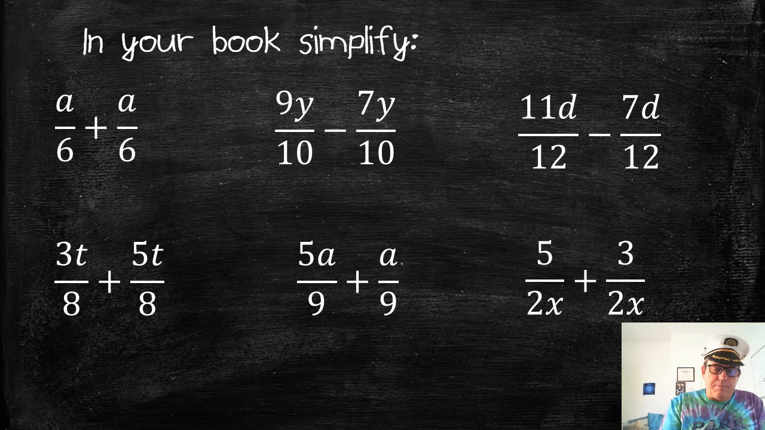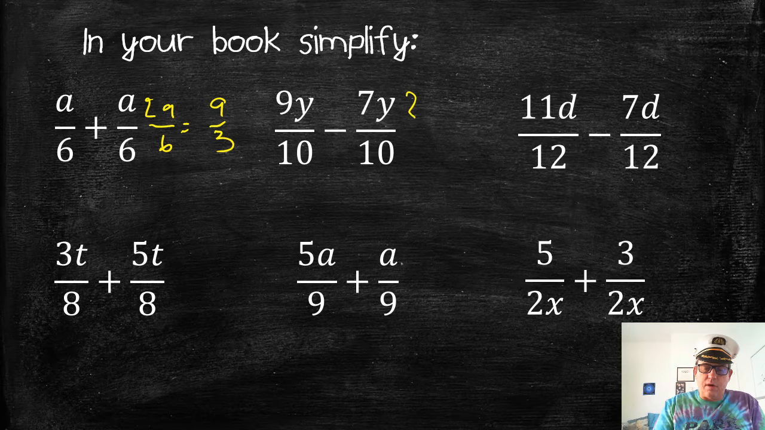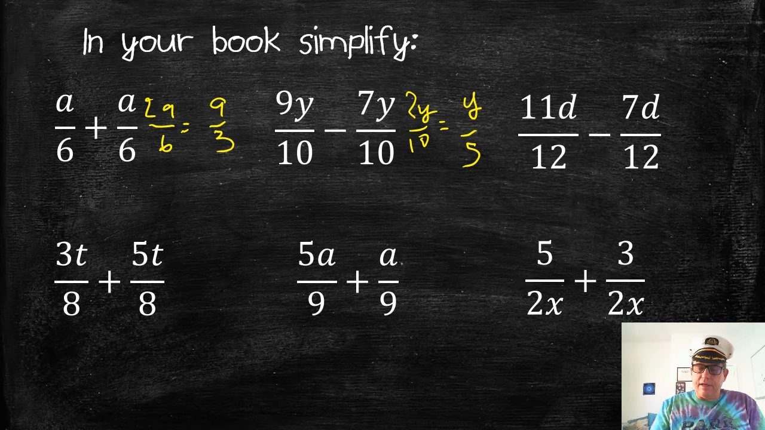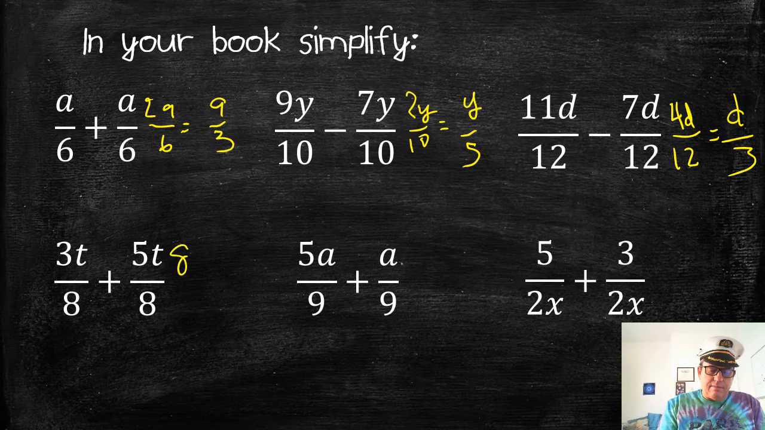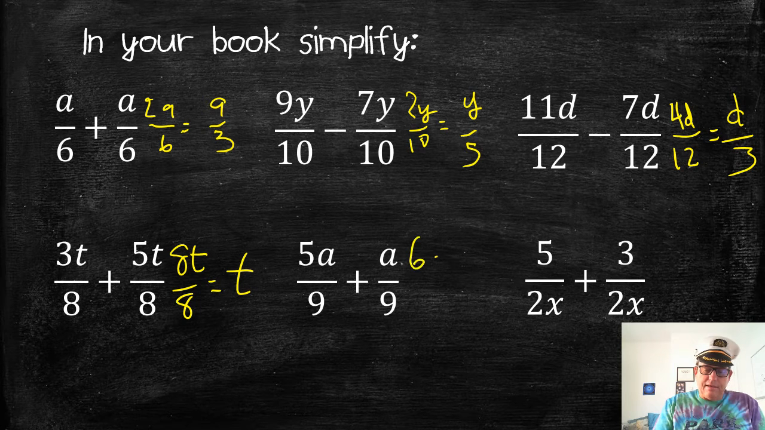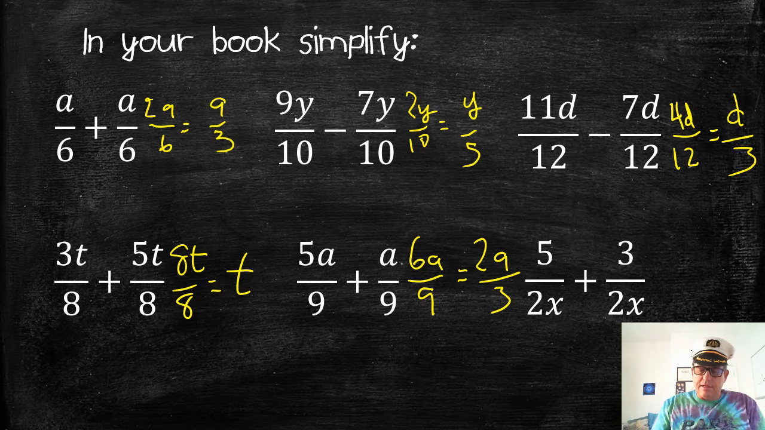So the first one, a plus a is 2a over 6, which simplifies to a over 3. 9y minus 7y is 2y over 10, which simplifies to y over 5. 11d minus 7d is 4d over 12, which simplifies to d over 3. This is 8t over 8, which simplifies to t. This would be 6a over 9, which simplifies to 2a over 3. And this next one is going to be 8 over 2x, which simplifies to 4 over x.